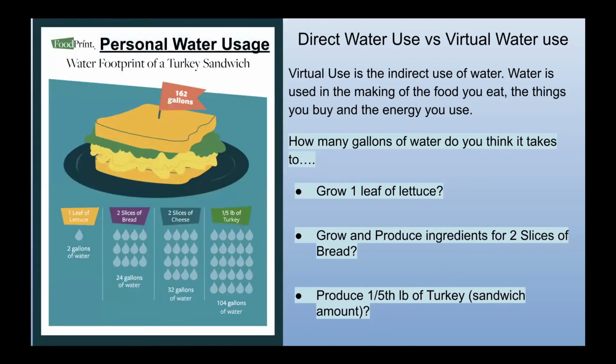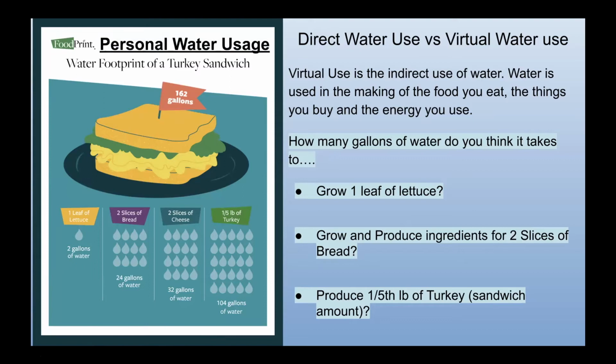We don't often think of how water is used for these everyday items, but for 1 leaf of lettuce that you might put in your sandwich, it actually takes about 2 gallons of water. If you're thinking about the time that seed is planted to the time it takes to harvest that lettuce, you're going through about 2 gallons of water. For the 2 slices of bread, it takes about 24 gallons of water.